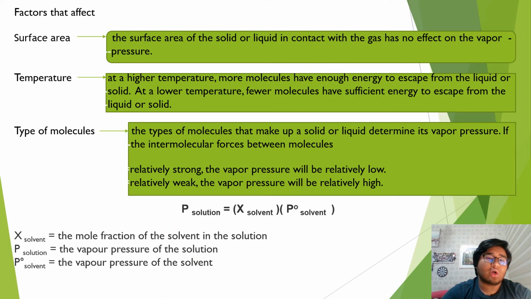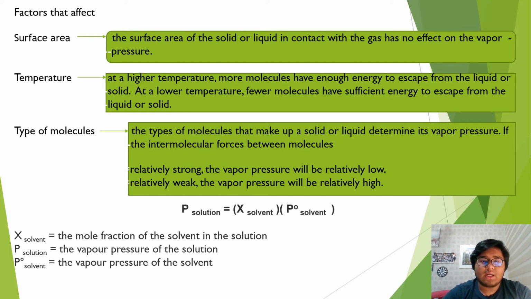Now I would like to talk about the factors that affect vapor pressure. First, surface area. The surface area of the solid or liquid in contact with the gas has no effect on the vapor pressure. When the surface area increases, the water will evaporate more easily, but the vapor pressure, the surrounding pressure, is still the same. That's why the definition says that the surface area in contact with the gas has no effect on the vapor pressure. Although there is a change in surface area, there is no change in vapor pressure.